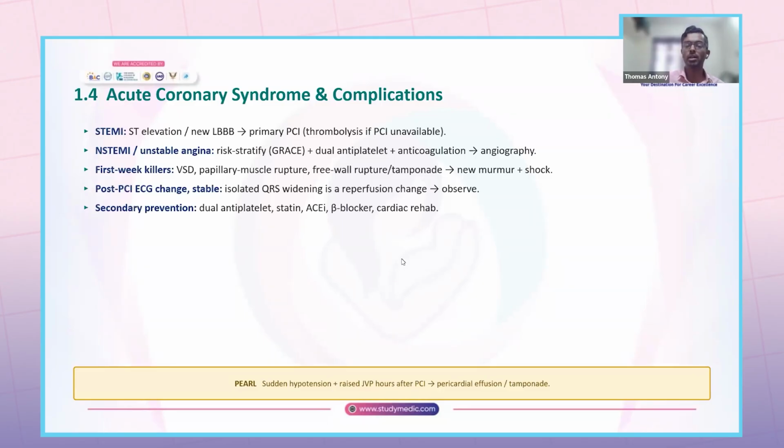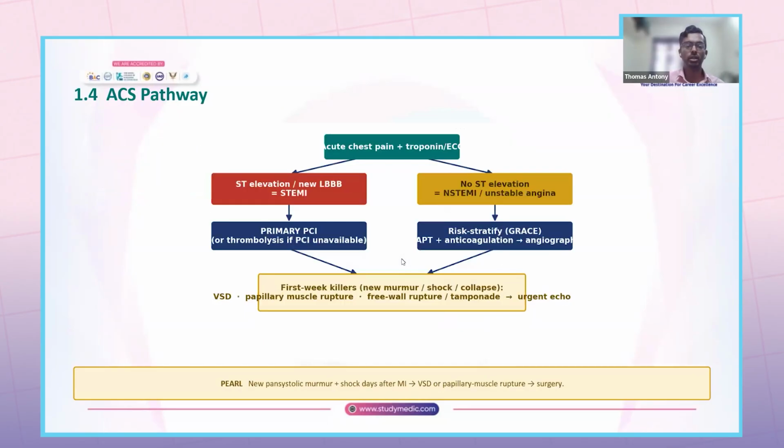If the patient presents with sudden hypotension and raised JVP hours after PCI, we have to suspect tamponade or pericardial effusion. Now the ACS pathway, how do we manage patients? This is a flow chart for you to better understand the pathway, what comes next.